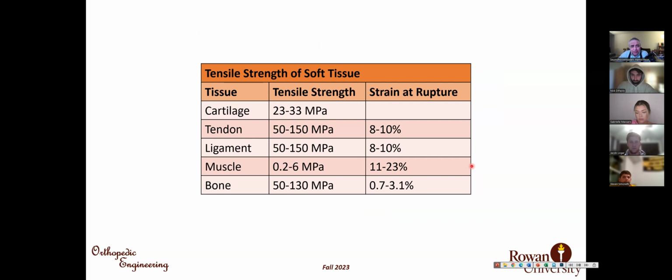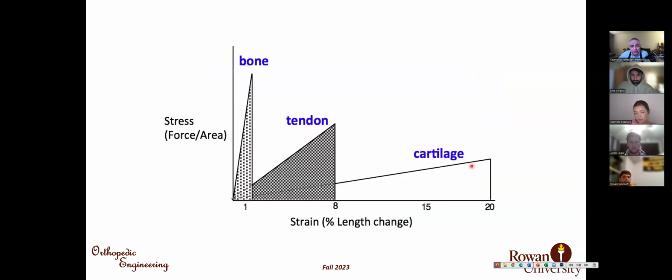Again, this is for comparison between different tissues. You don't need to memorize them, but you need to remember that the strain curve for the cartilage, if represented grossly, between bone, tendon, and cartilage, you see the difference of shape of these curves and the distribution of them and the area under the curve. So you see for cartilage and tendon, it is large, so cartilage and tendons are tougher than bone.